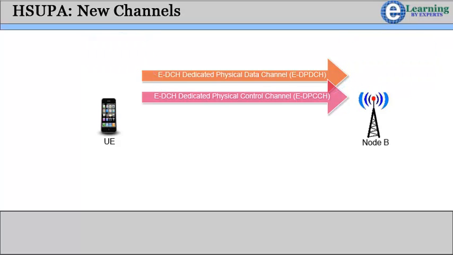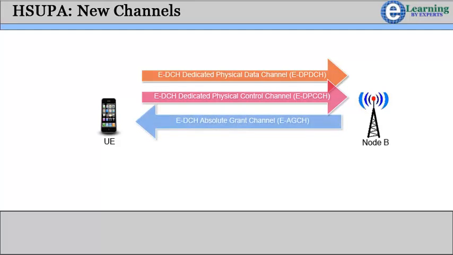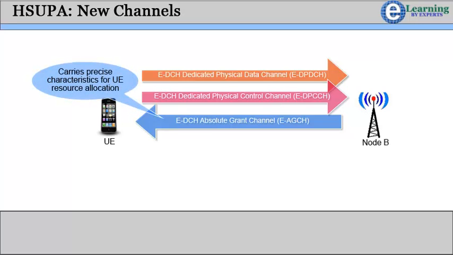In the downlink, 3 new channels are introduced for control purposes. 1. EDCH Absolute Grant Channel, or EAGCH, carries information that defines the precise characteristics of the mobile device's resource allocation. Absolute grants are used relatively infrequently as they contain a relatively large amount of information with a corresponding large downlink signaling overhead.